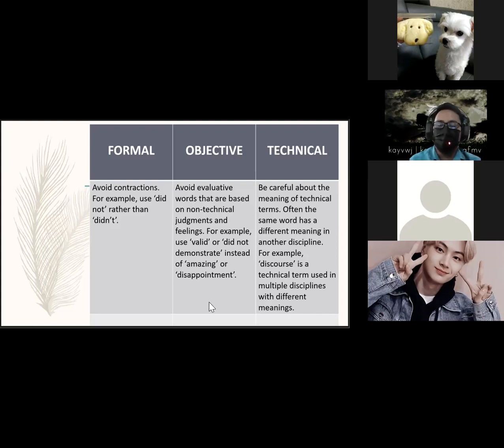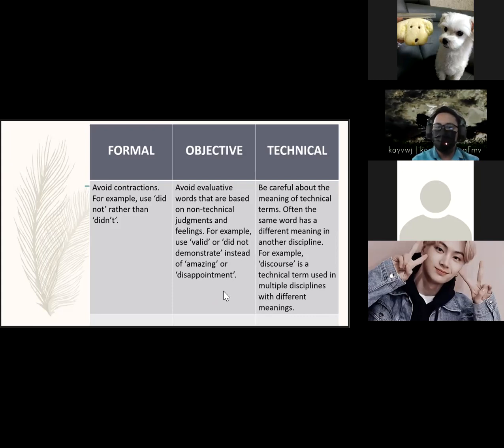Next, being objective again. Avoid evaluative words that are based on non-technical judgments and feelings. So dapat hindi daw tayo nagbe-base on non-technical judgment tsaka feelings. Ano yung example niya? Use valid or did not demonstrate instead of amazing and disappointment. When it comes to amazing kasi tsaka disappointment, kasama yung feelings natin doon.